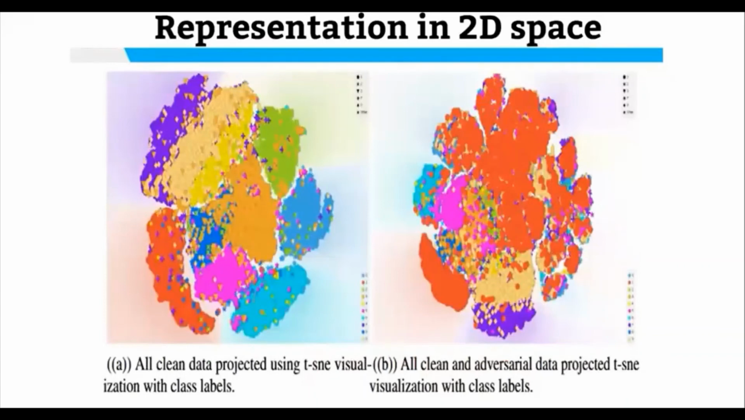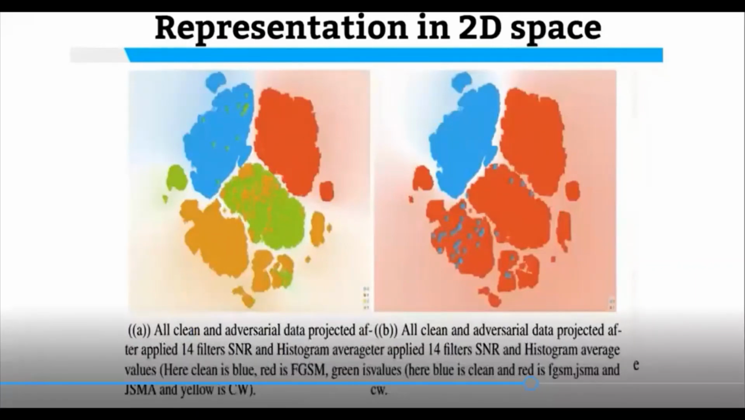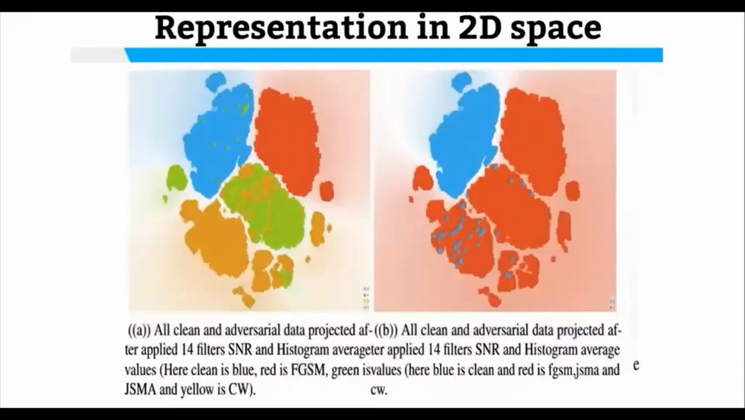But this goes away if I use only my SNR and histogram-based values to cluster. Here you can see that blue is the clean data. This is the FGSM attack. This is JSMA, sorry, this is CW, and this is the JSMA attack. So it is very visible that if I work with the histogram and SNR values, applying 14 best performing filters, I did my empirical study, they are actually very separable. And if I only take the clean and adversarial, meaning combining all three attacks, this is also a very good separation.